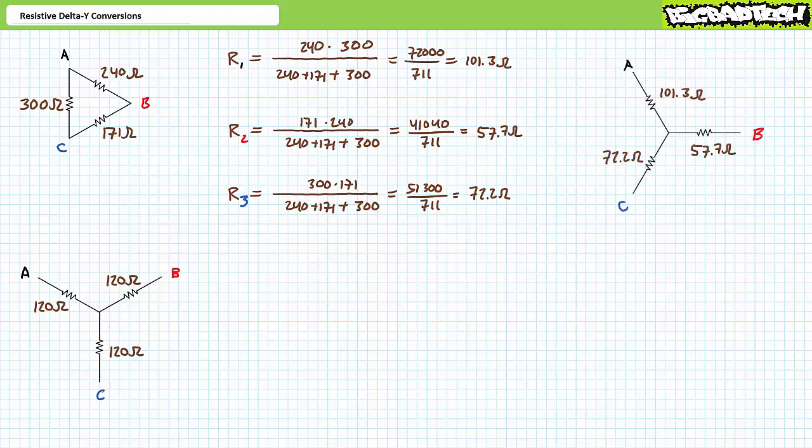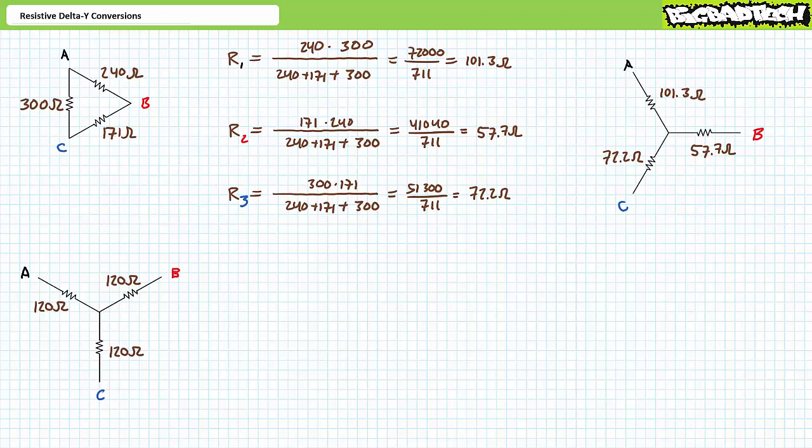Our equivalent Y configuration features R1, a 101.3 ohm resistor directly attached to node A, R2, a 57.7 ohm resistor directly attached to node B, and finally R3, a 72.2 ohm resistor directly attached to node C. Ideally, one should be able to exchange our previous delta configuration with this new equivalent Y configuration, and the circuit, source, or sources attached to these three nodes will be none the wiser to the substitution.